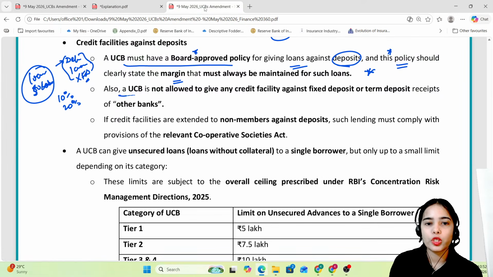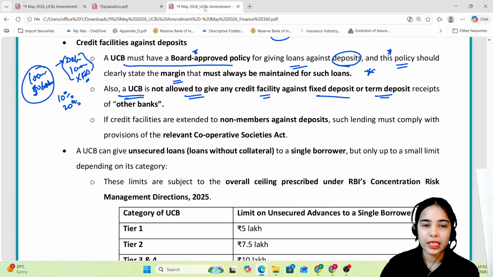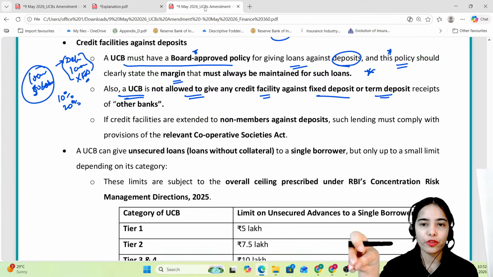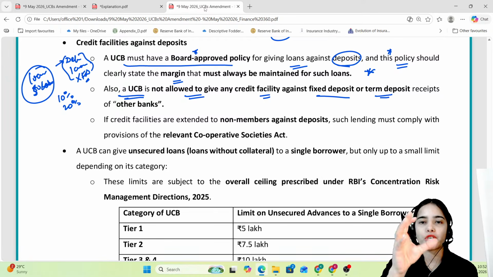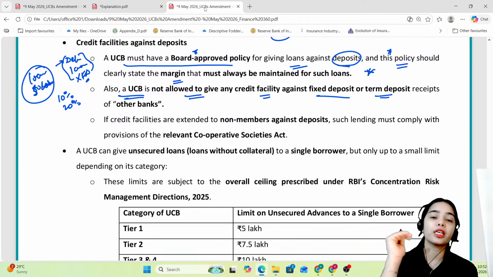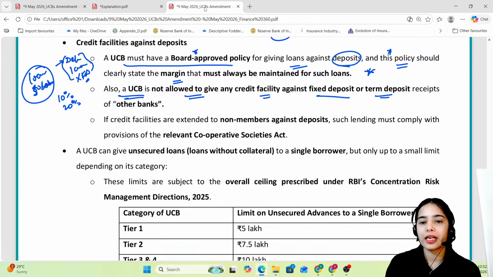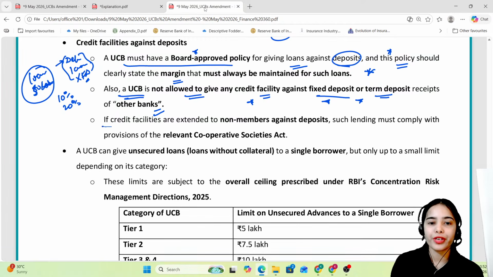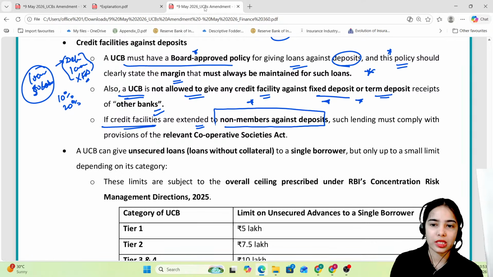Also an urban cooperative bank is not allowed to give any credit facility against fixed deposit or term deposit receipts of other banks. Okay, so an urban cooperative bank must have a board approved policy for giving loans against deposits, and this policy should clearly state the margin also that is required for such kind of loans against the deposits. But an urban cooperative bank is not allowed to give credit facility against the fixed deposit or term deposit of other banks. If credit facilities are extended to non-members against deposits, such lending must comply.